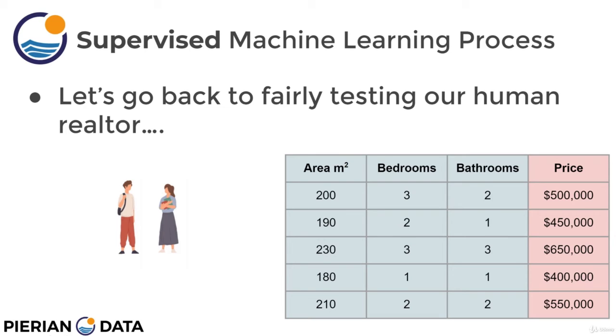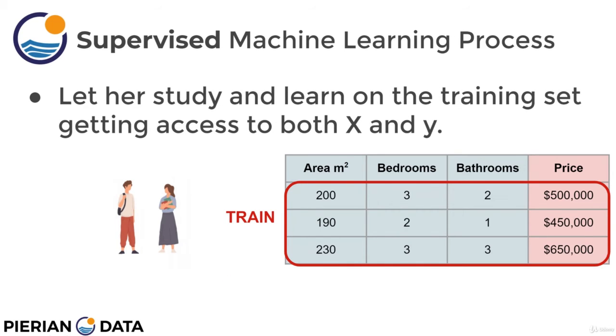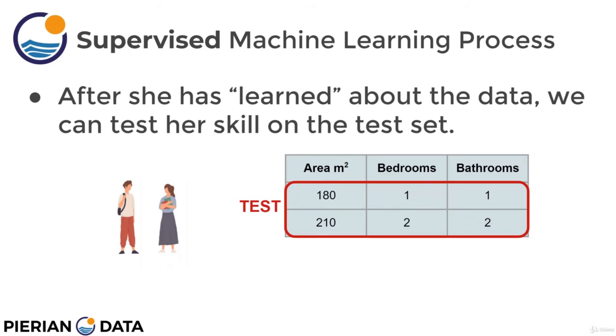So let's go back to fairly testing our human realtor on this. We take the training set as well as the test set. And then what we're going to do is we're only going to let the human realtor study and learn on the training set. We give them access to both the features and the label of our training set, so they can see the relationships between area, bedrooms, and bathrooms and the historical price the house sold at. Then when it comes time to actually evaluate her skills on choosing pricing, since she learned about the data in the training set, we can now test her skills on the test set.